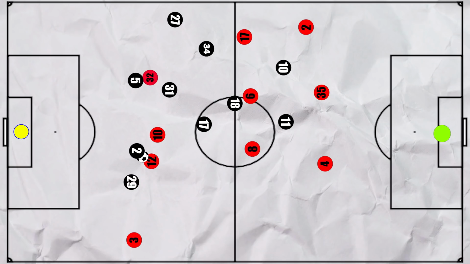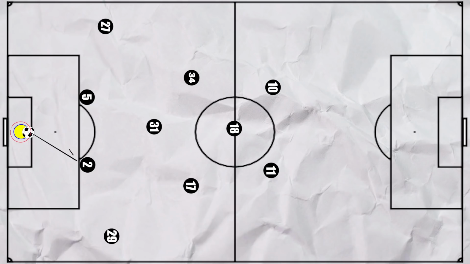And generally, United limited Southampton's attacking impetus. Now, what did United look to do in possession? United primarily looked to play out short through the centre-backs.